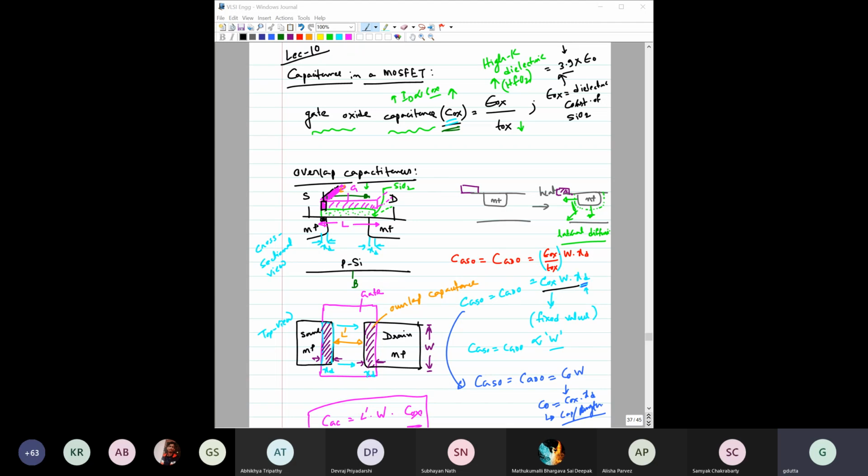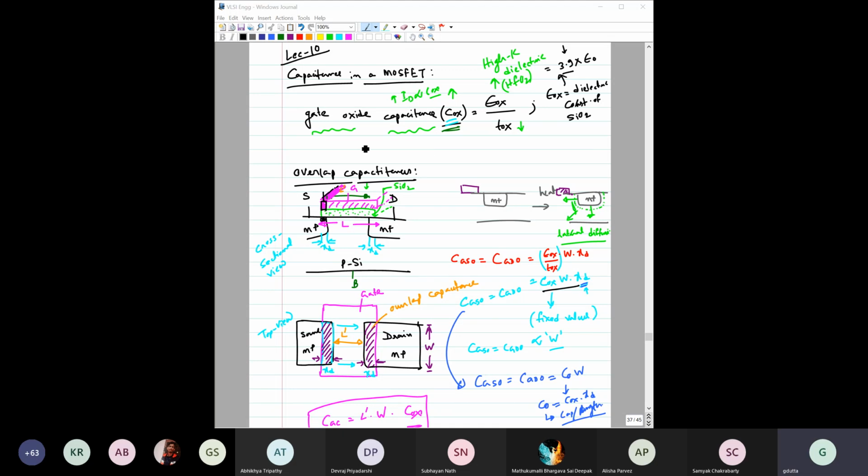So in the last class, before we start today's new topic, which is actually a continuation of capacitance, MOSFET capacitance only, let me just briefly recap the things that we have done last week.